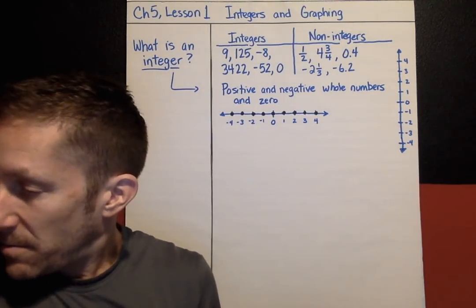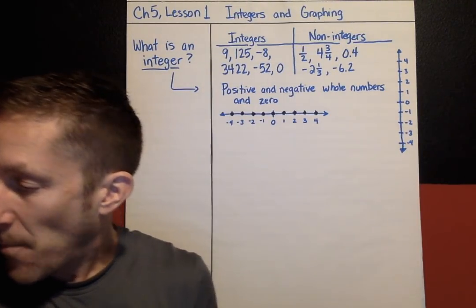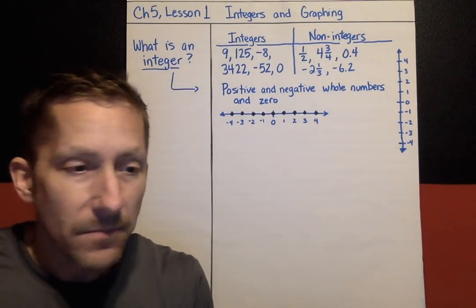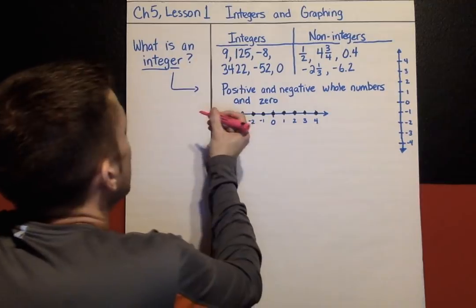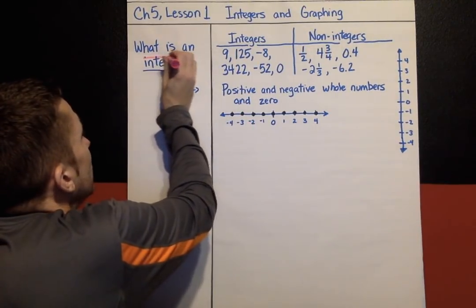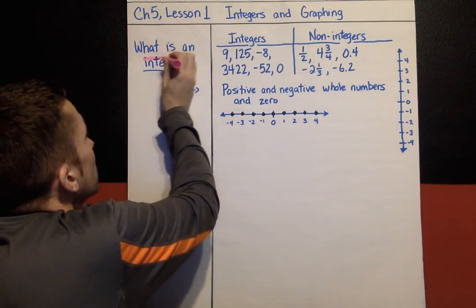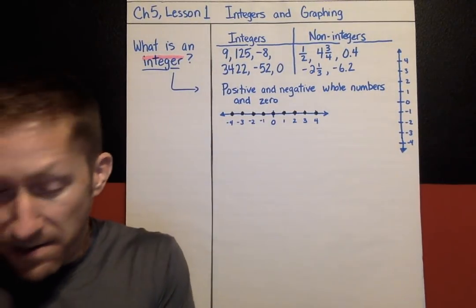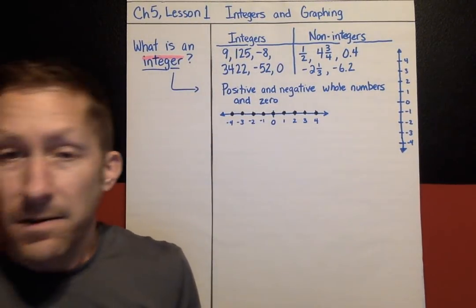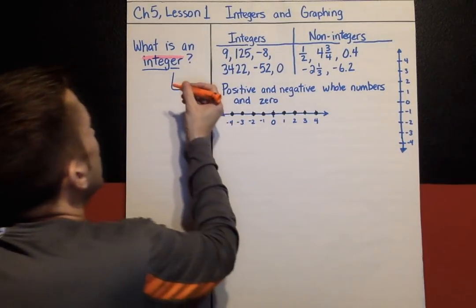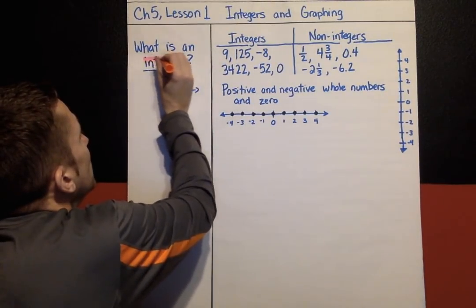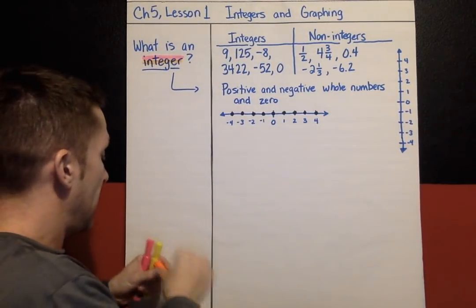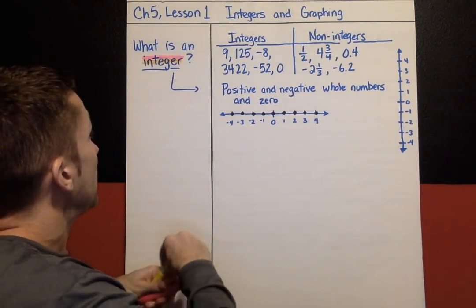All right, so now let's do some highlighting. For integer, I'm going to highlight it with 3 different colors, and I'll show you why. Part of it's going to be pink. Part of it's going to be orange. And part of it's going to be yellow.